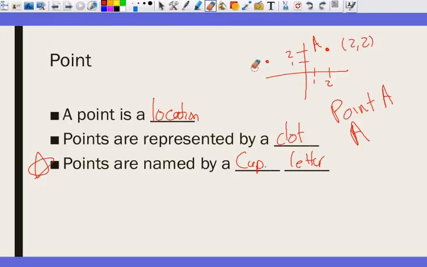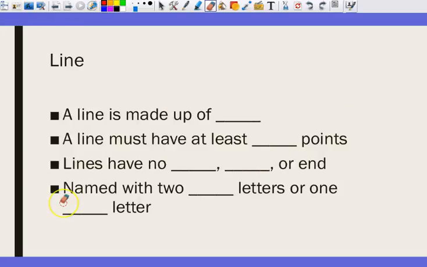All right, who can guess what's next? Lines. A line is made up of, can anyone guess what a line is made up of? Ink. It's a good guess. It's kind of. Points. A line is made up of points. Okay. What do I mean by that?